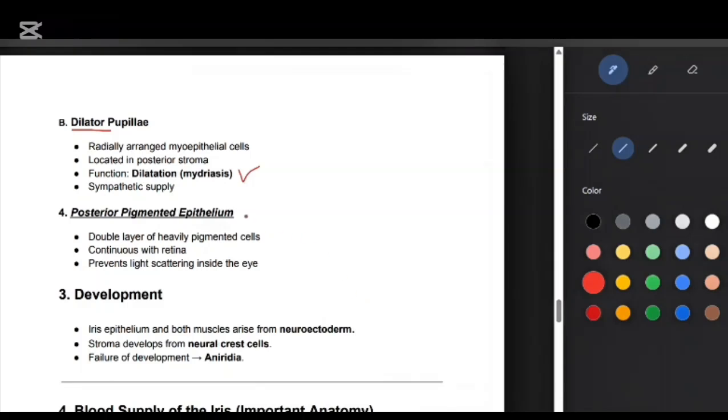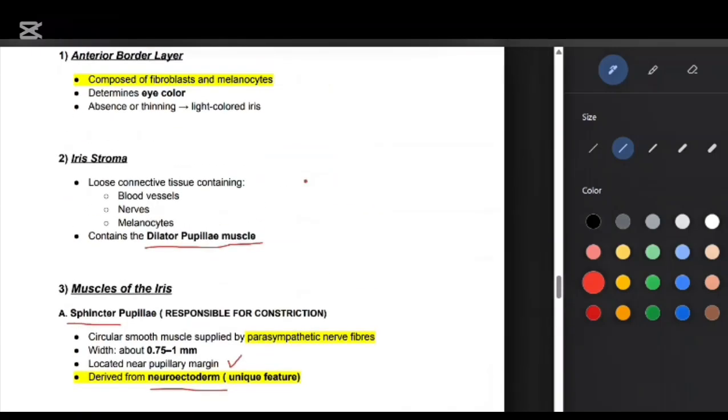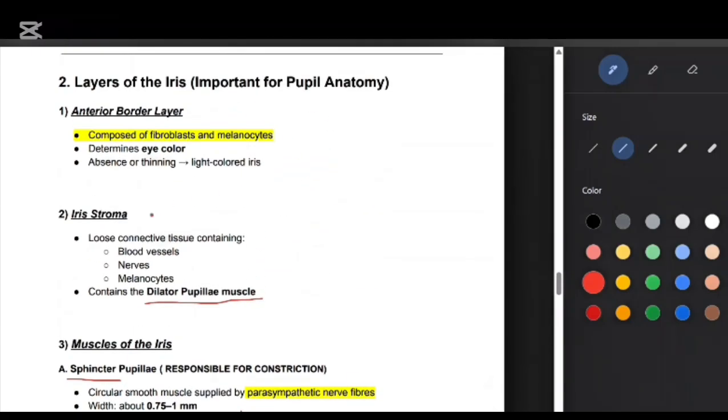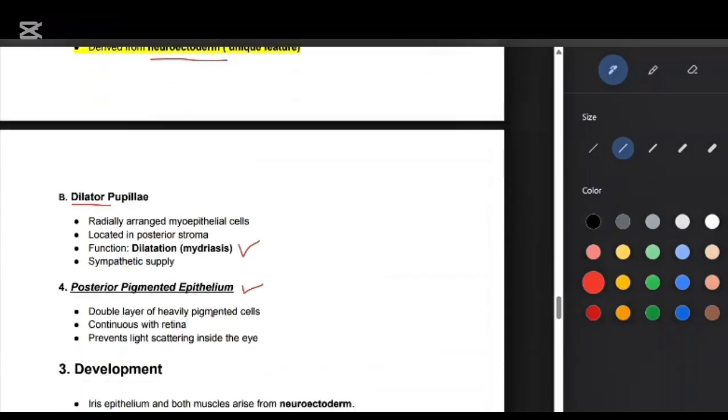The last layer of the iris is the posterior pigmented epithelium, which consists of double layers of heavily pigmented cells. It is continuous with the retina, and it prevents light from scattering inside the eye. So these were the layers of the iris. Number 1 was the anterior border layer, number 2 is the iris stroma, number 3 is the muscle layer, and number 4 is the posterior pigmented epithelium.